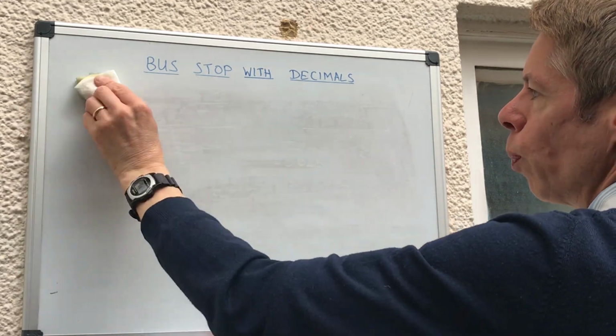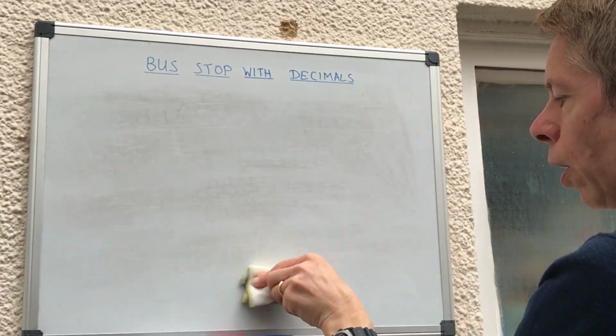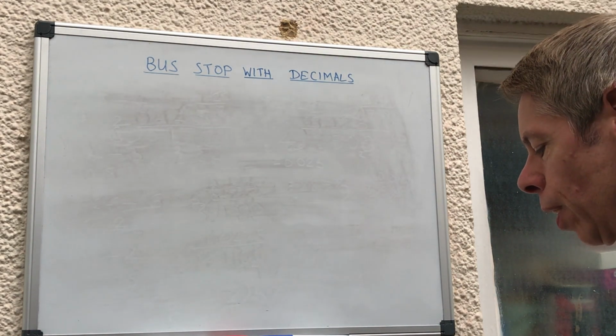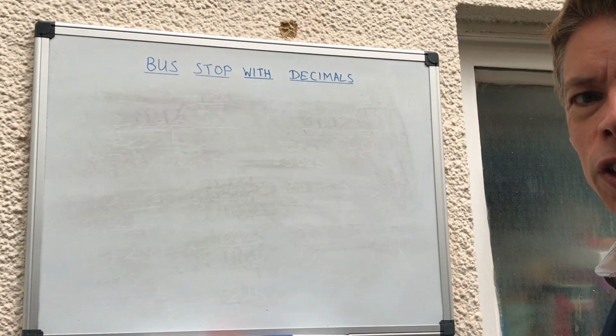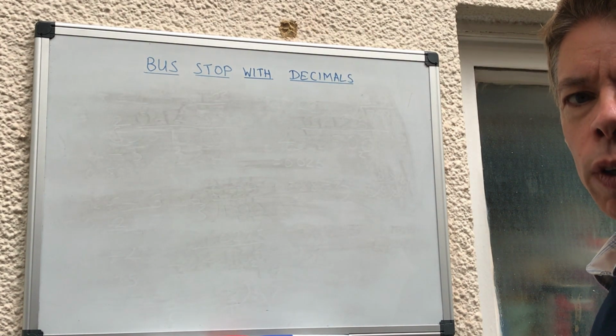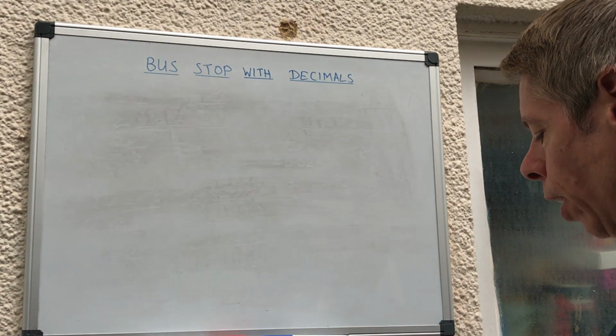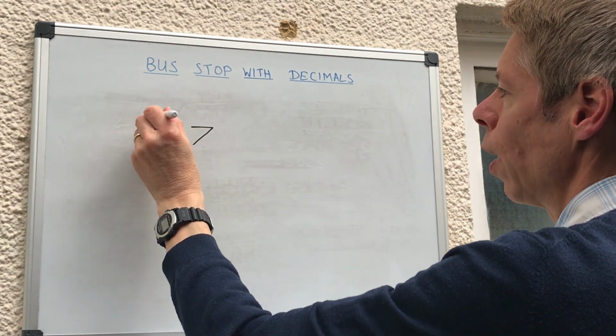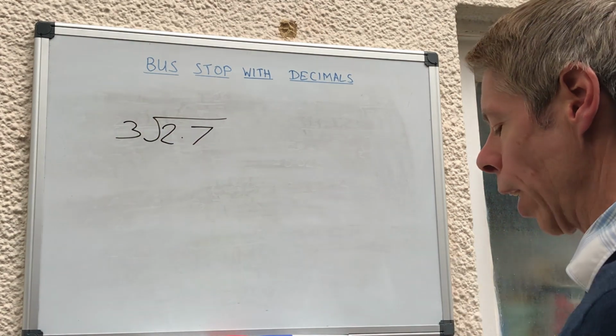Right, have you got your pens and your paper ready? If not, find yourself pen or pencil and paper. Get ready for the test questions. Let's see if you can get all of these right. Okay, so our first question is 2.7 divided by 3. So make a start on that one.